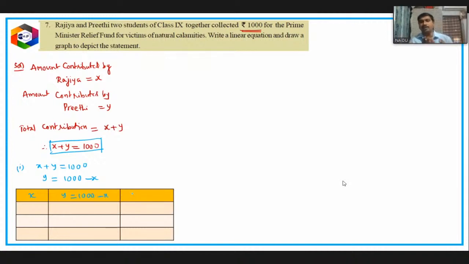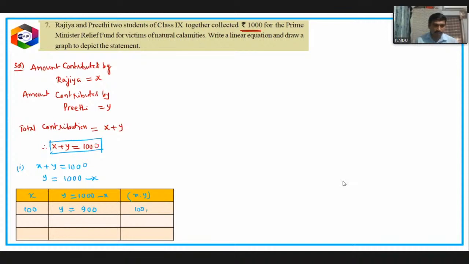Here, if you take 1, 2, 3, 1,000 minus 1 is 999, and graph representation is very, very difficult. So for convenience, this time I am taking in hundreds. And the amount is never negative generally, that contribution, so I am taking 0 and above only. So 100 I am taking. What is the value of Y? 1,000 minus 100 equals 900. So 100 comma 900 is the first solution.